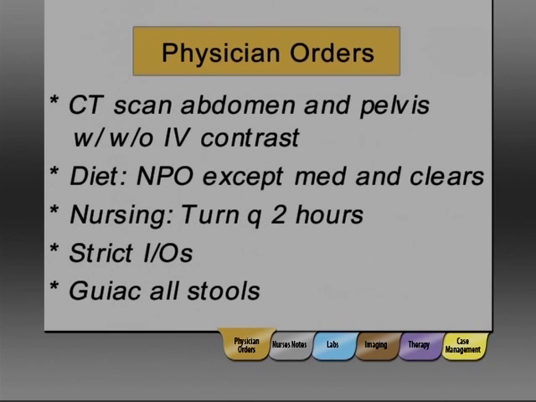In this example, we have CT for CAT scan of the abdomen and pelvis with and without intravenous contrast, diet, nothing by mouth except medications and clear liquids, orders to nursing to turn the patient every 2 hours and to record all inputs and outputs, I's and O's, and to guaiac test any stool, which tests for microscopic blood in the stool.